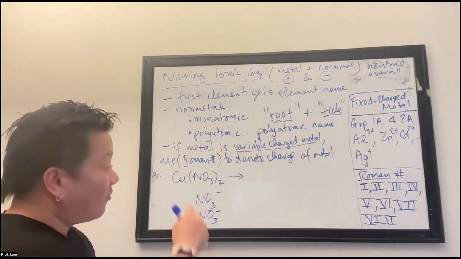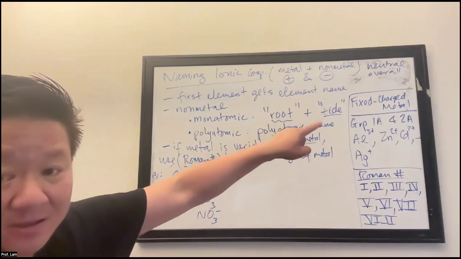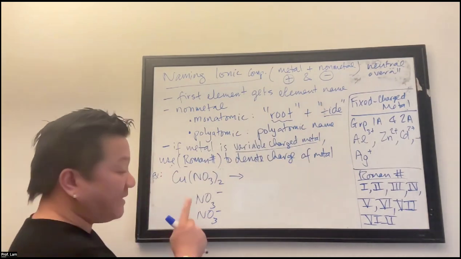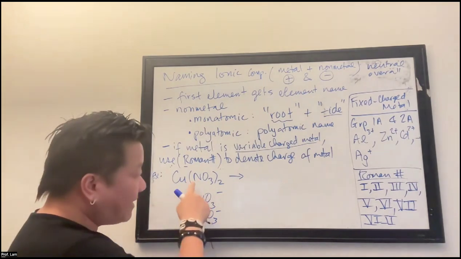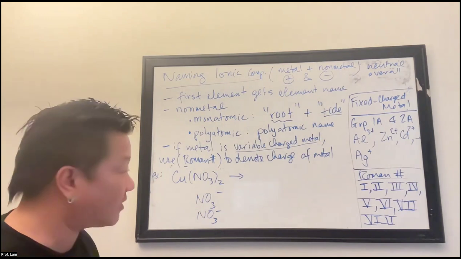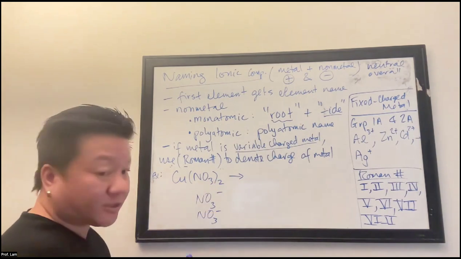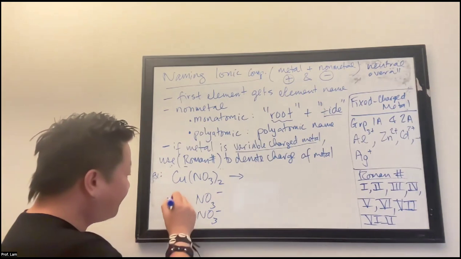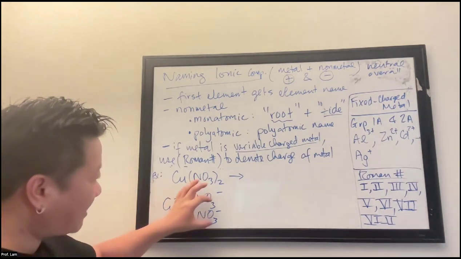Now with copper, we know that it's a variable charge metal because it doesn't belong in the fixed charge group. So it needs to have a Roman numeral to denote its charge. Well, this is where this comes in handy: use your non-metal to figure out your metal's charge. That's how it always works. Each nitrate is 1 minus. You got 2 nitrates total, so that's 2 minus. So therefore the copper has to be what charge, everybody? 2 plus, right?